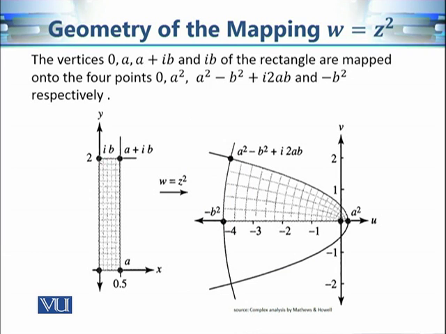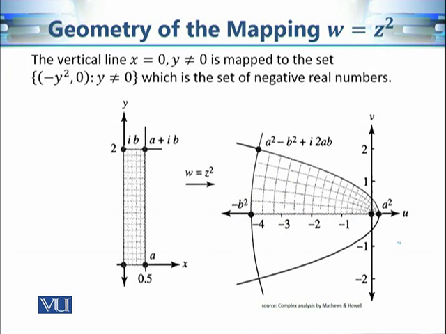So if we are given the vertices of this rectangle, a plus iota b, they will be mapped onto a square minus b square, a square minus b square plus iota 2ab, and these lines will be mapped onto these parabolas. Similarly these parabolas. And now consider the case which we avoided.